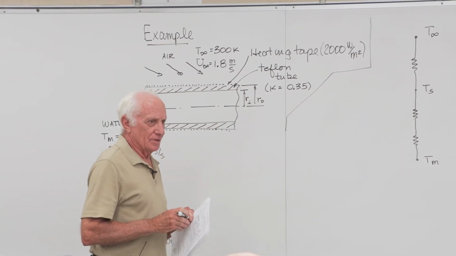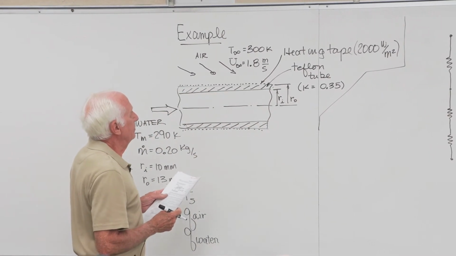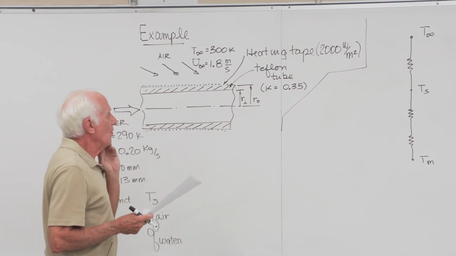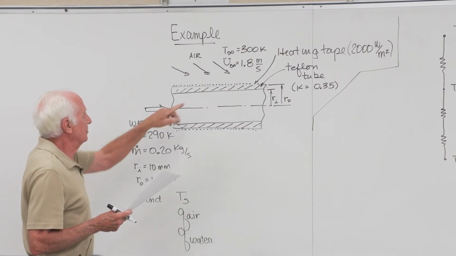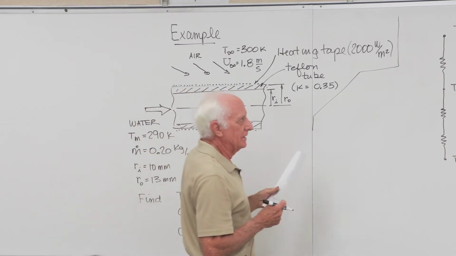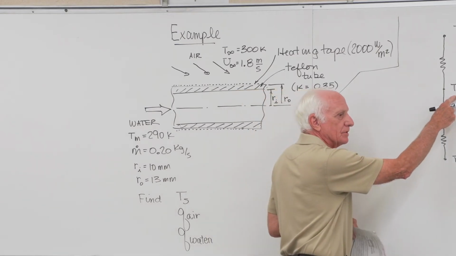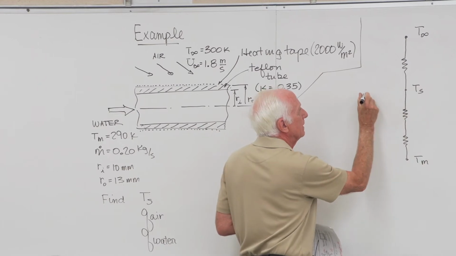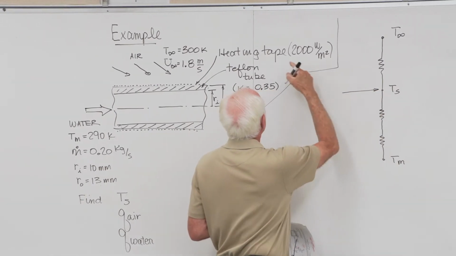Now here comes, of course, the question. What do I do with that heating tape? Well, the first question is, where is it? It's on the surface of the tube. Okay. In our diagram, where's that? Right here, the surface of the tube. What comes in there? Q.